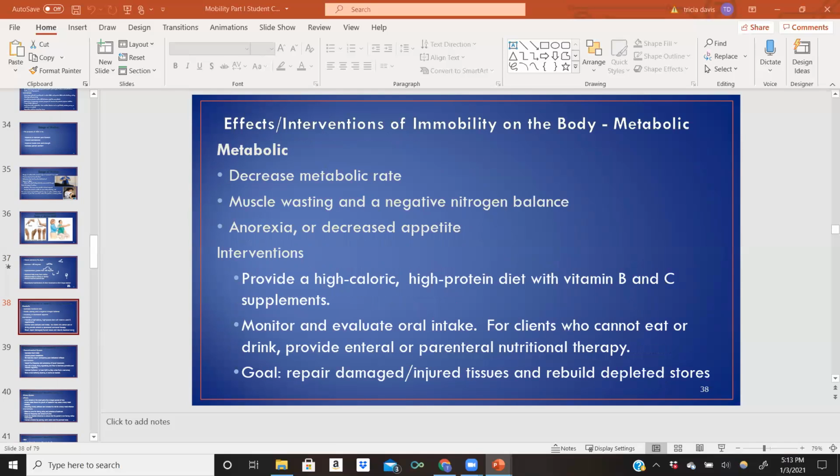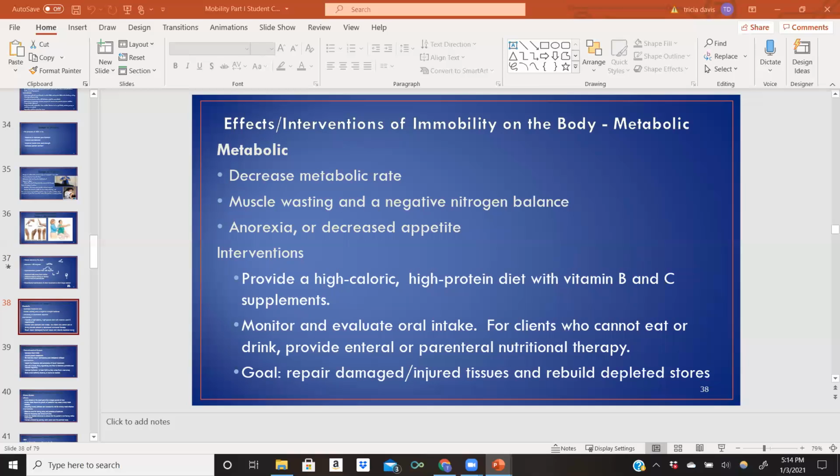So the effects of immobility on the body, on your metabolic system: it decreases your metabolic rate. It causes muscle wasting and a negative nitrogen balance. Anorexia and a decreased appetite can happen as a result. Interventions that you can do are to provide a high caloric diet, a high protein diet with vitamin B and C supplements. You can monitor and evaluate your oral intake. For clients who cannot eat or drink, you can provide enteral or parenteral nutritional therapy. And then your goal is to repair damaged, injured tissues and rebuild depleted stores.